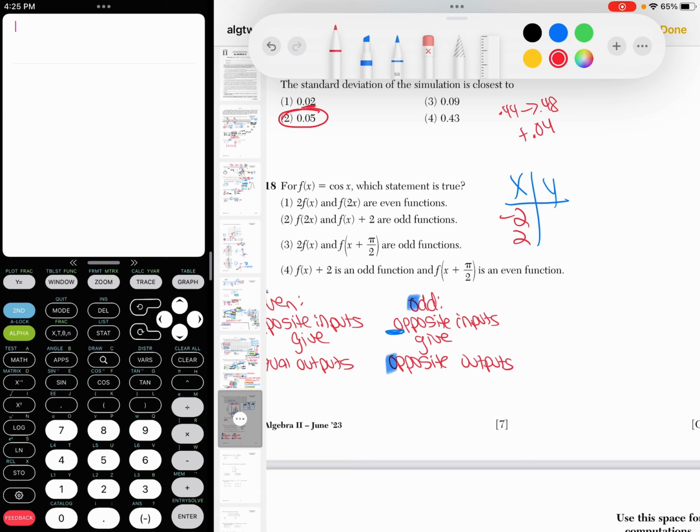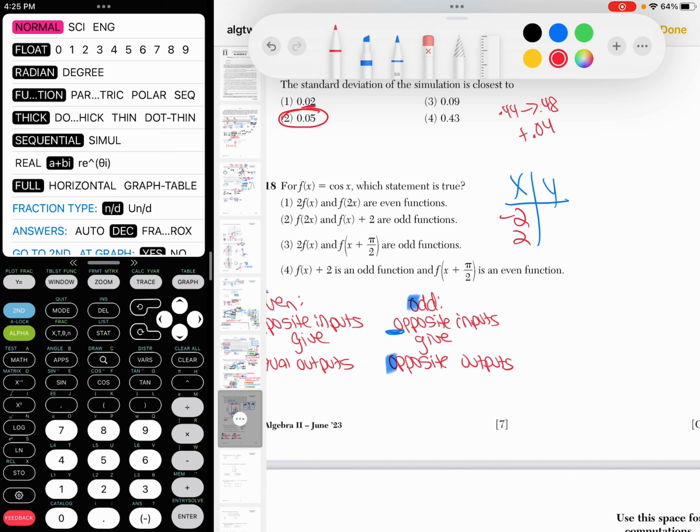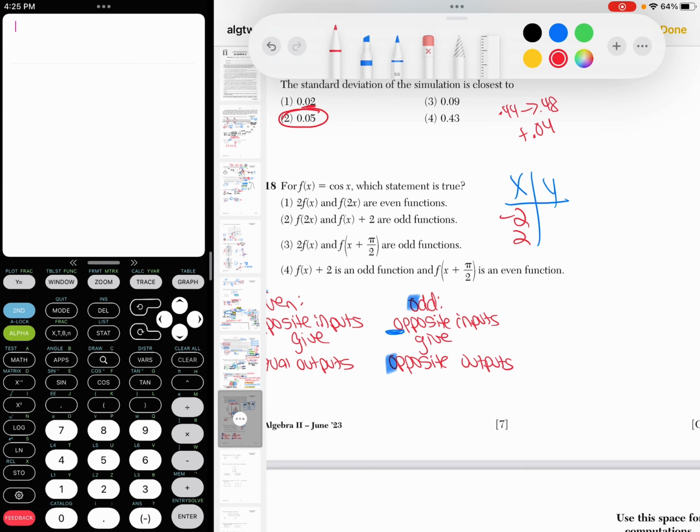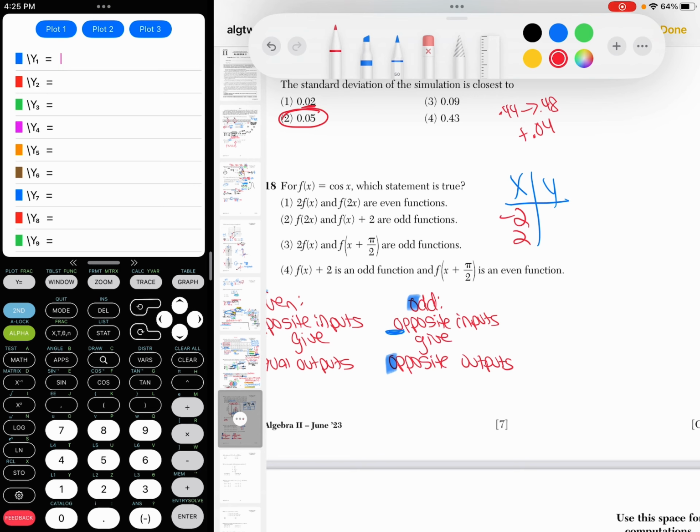So in your calculator, when you are graphing trig functions, you have to be in radian mode. So go to your mode button next to second. Make sure you're highlighted over radian. If you are not, change it really quick before we continue with this question. And then hit second mode to get out of that. And now I'm going to hit my y equals to graph this.